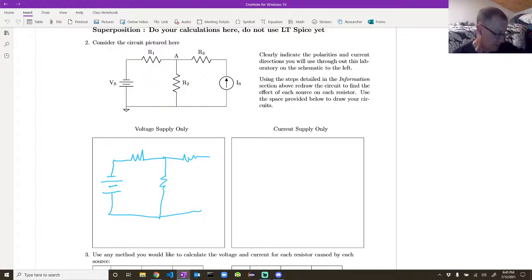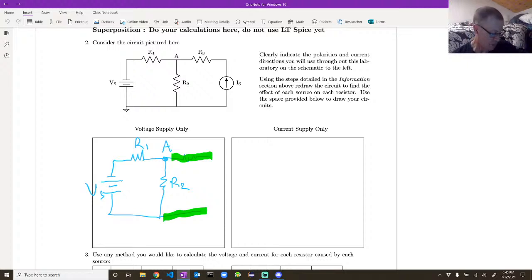So because of that, no current is going to flow in either of the highlighted branches. So the only thing we're interested in is Vs, R1 and R2, right? And okay.